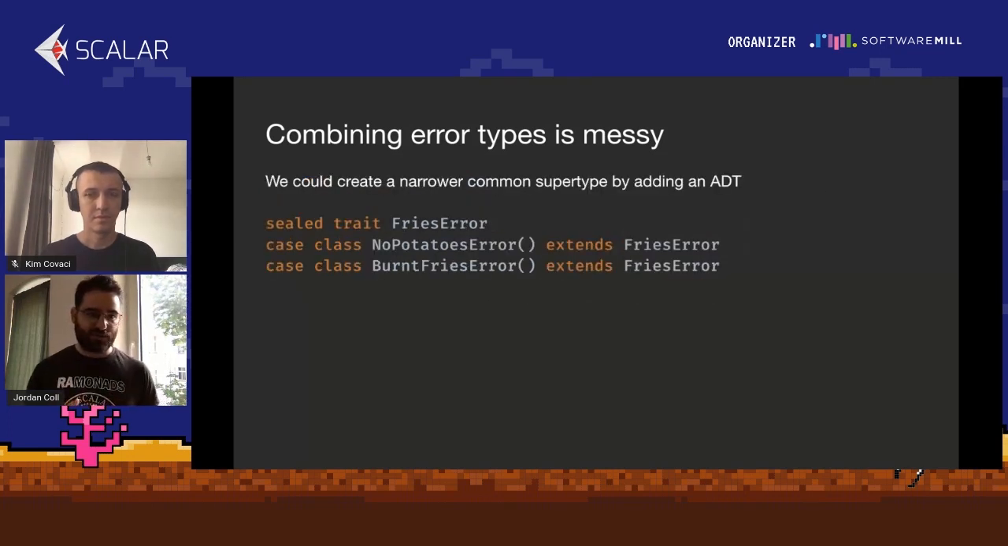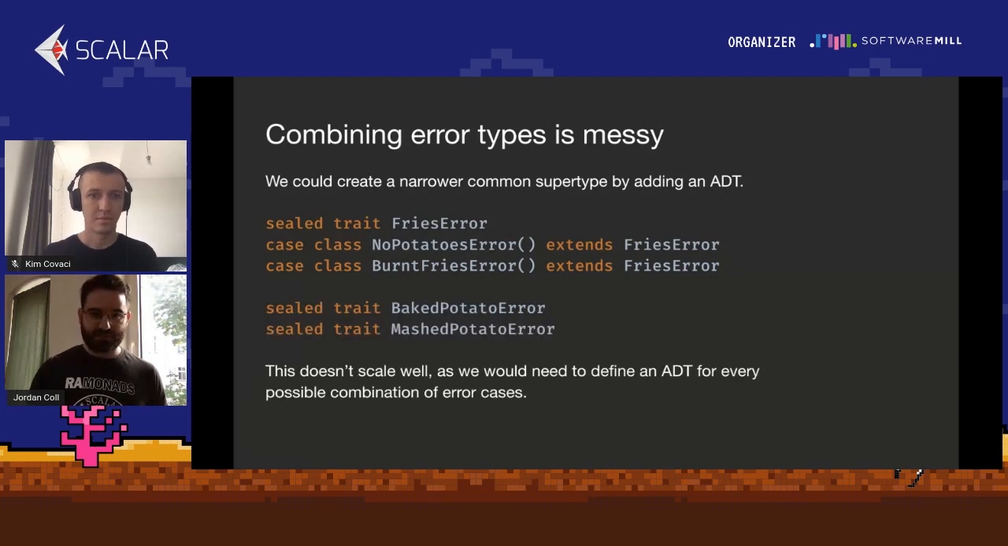So here's such an ADT. We've created this ADT representing the errors that can occur while making fries. So we have a FriesError, and a NoPotatoesError that extends FriesError, and also the BurntFriesError that extends FriesError. We're familiar with this. But what are some problems with this?